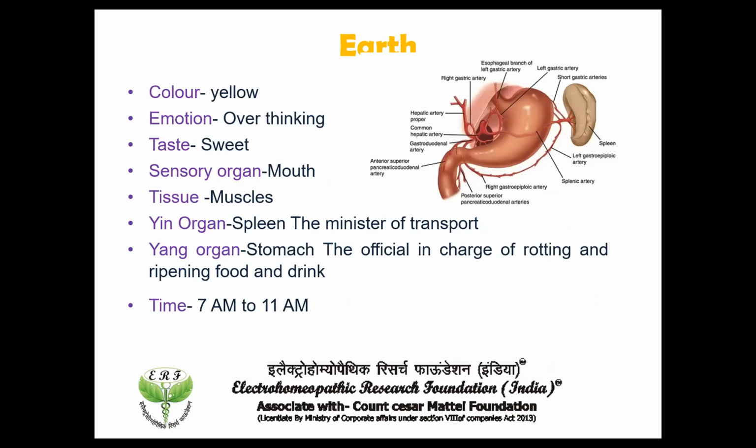Next element is earth. The male organ of the earth is the stomach, and the female organ of the earth is the spleen. The spleen is the minister of transport, and the stomach is the official in charge of routing and repairing food and drinks.